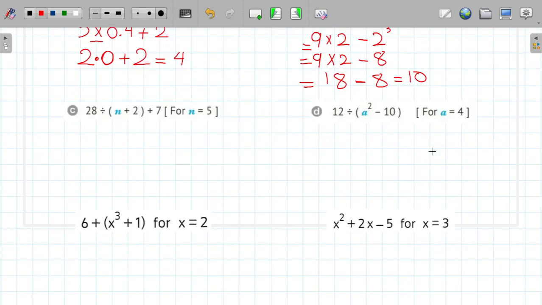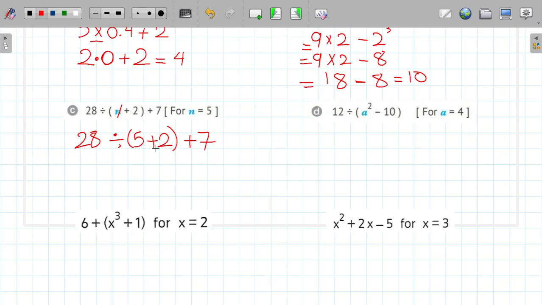Okay, the third one here is 28 divided by n plus 2, and all of this plus 7. Okay, and this for n equals 5. So I will replace n with 5. So it will be 28 divided by 5 plus 2, and all of these plus 7. So I have parentheses and division and addition. So I will do what's inside the parentheses first.